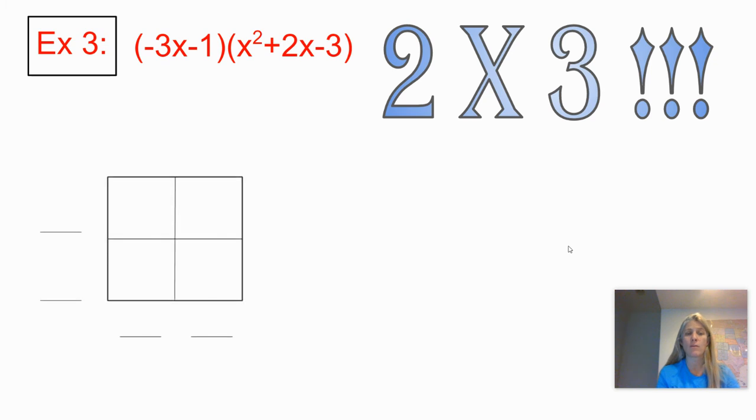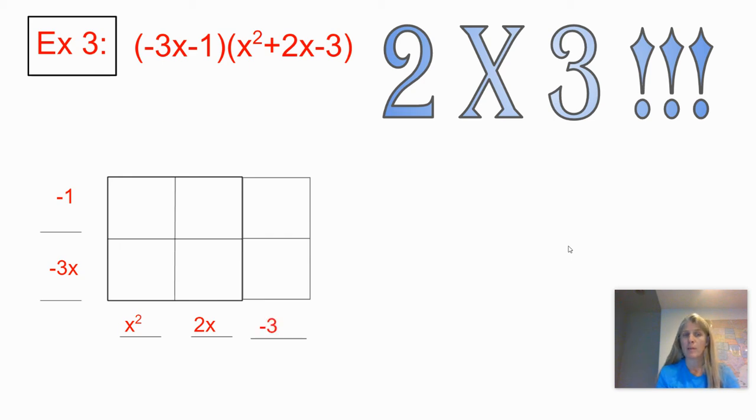So we draw our normal generic rectangle, but we know there's not enough room for our 3. So we are simply going to add on another column and another line underneath. So as you can see, there's room for our 2, our negative 3x minus 1 on the left. So our negative 3x goes on the bottom, and up above that goes our negative 1. And our area for our 3 is going across, so we have our x squared plus 2x minus 3.